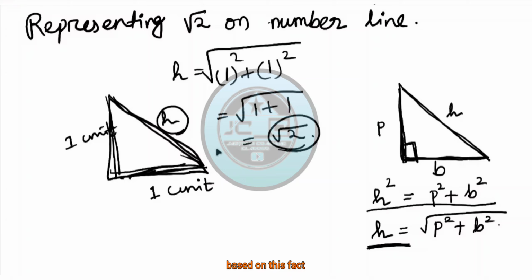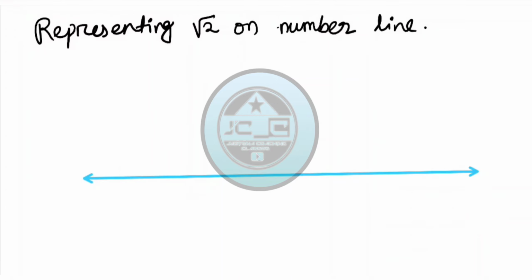So based on this fact, based on this theorem, we will represent root 2 on the number line. So let's have it. So this is the number line as we know.